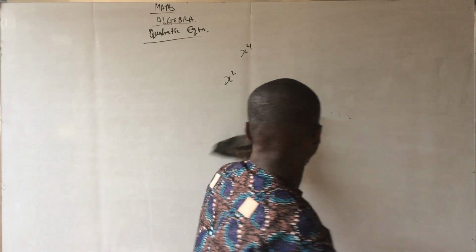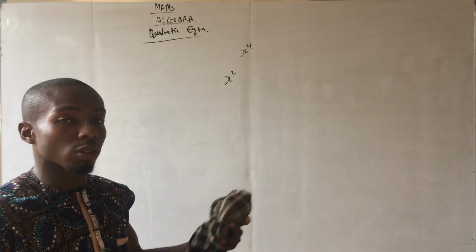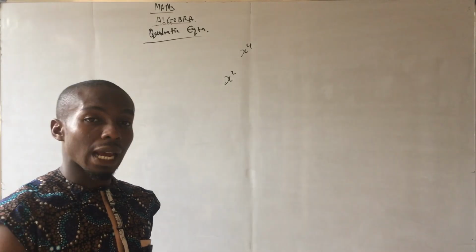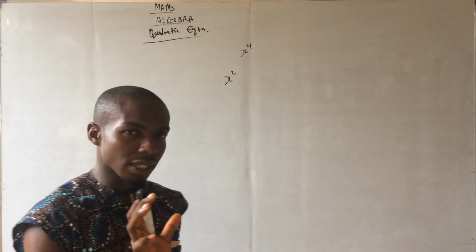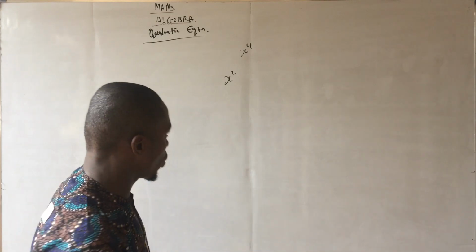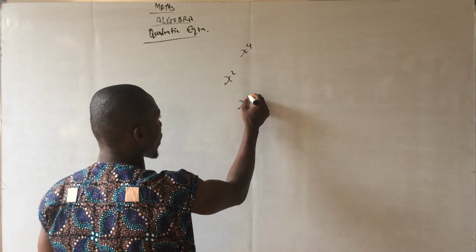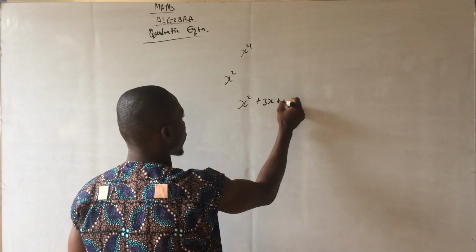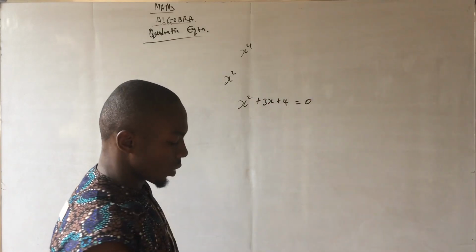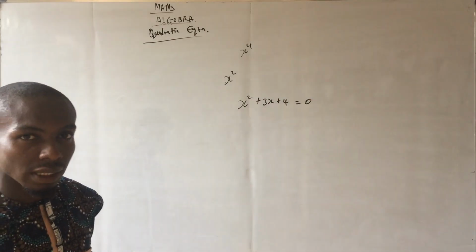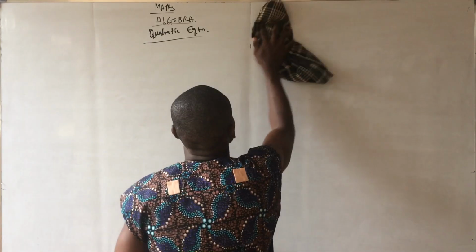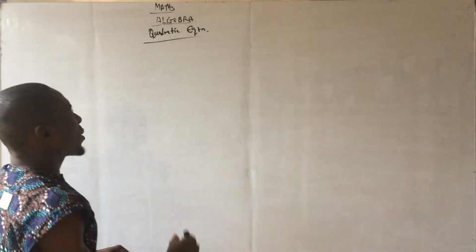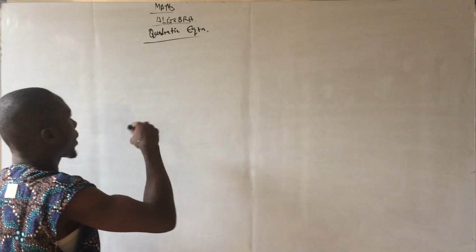So this is what I can tell you about quadratic equation. A quadratic equation is actually an equation that has the highest power to be 2. So for example, now we have x squared plus 3x plus 4 is equal to 0. So this is an example of a quadratic equation. So without wasting much of our time, let's go into the main thing.